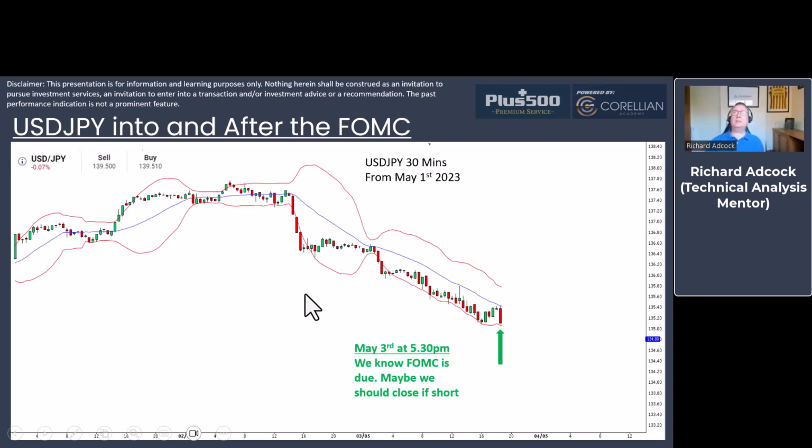Okay, so we then get to 5:30 p.m., 6 p.m., about an hour ahead of the FOMC announcement. If we'd been lucky enough to be short, then we'd be holding a profit on the trade.